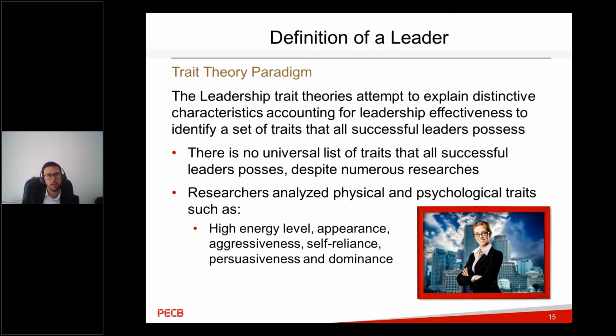But we tend to understand nowadays that there is no universal list of traits that all successful leaders possess, even though there has been a lot of research in this matter. So whereas we claim that Steve Jobs and Mahatma Gandhi are both leaders, we already understand that the personality traits or the leadership traits that they project are probably in most cases at the opposite ends of the spectrum.